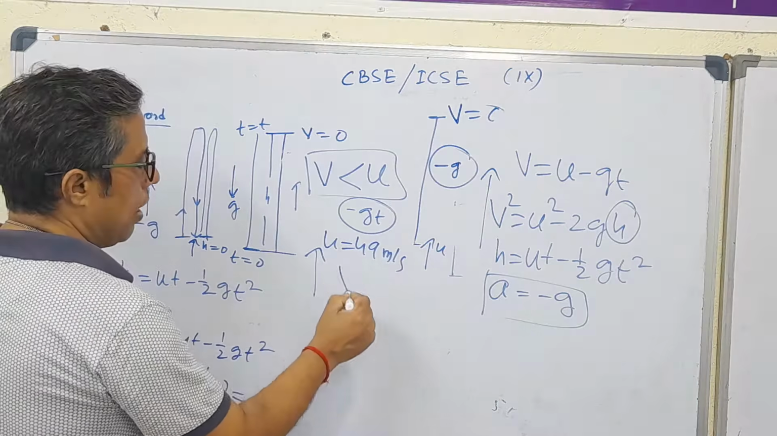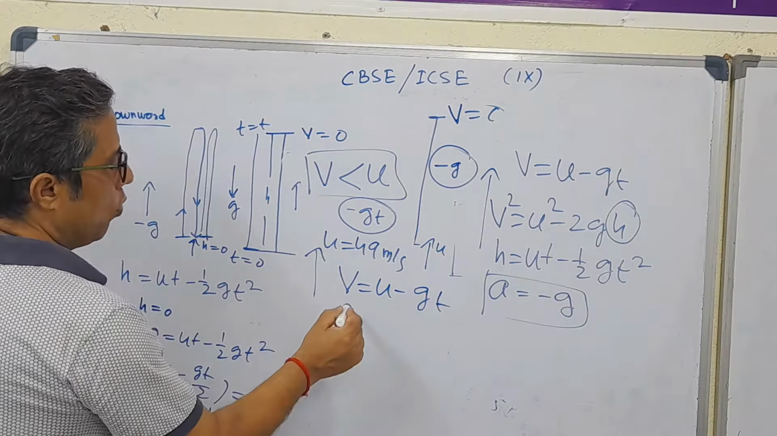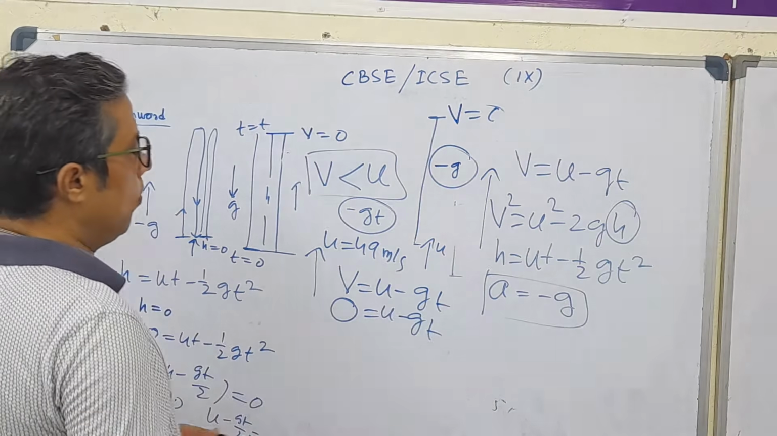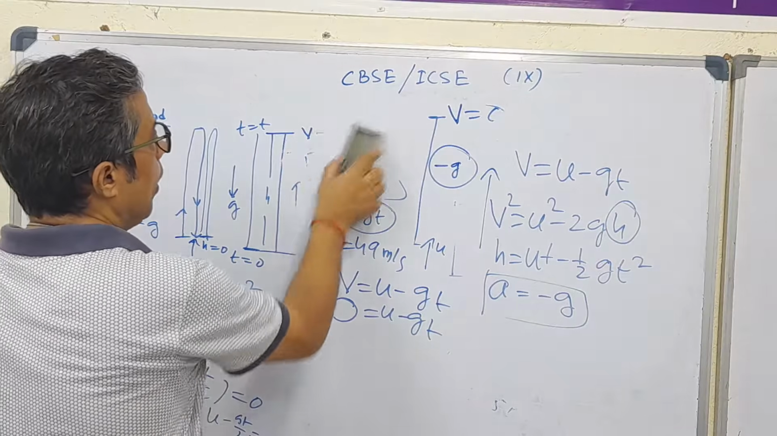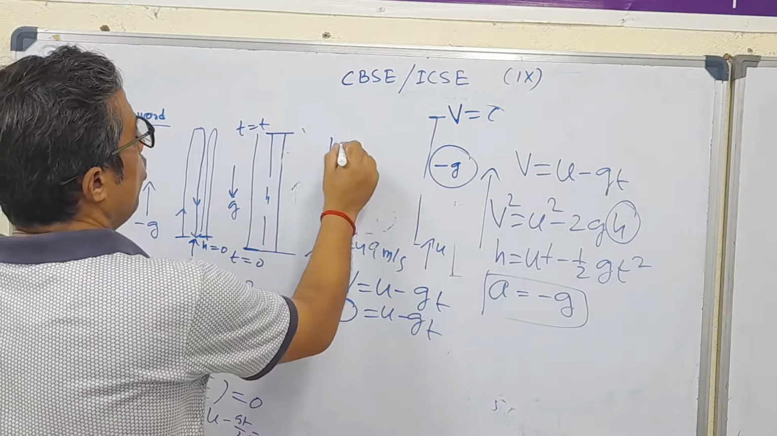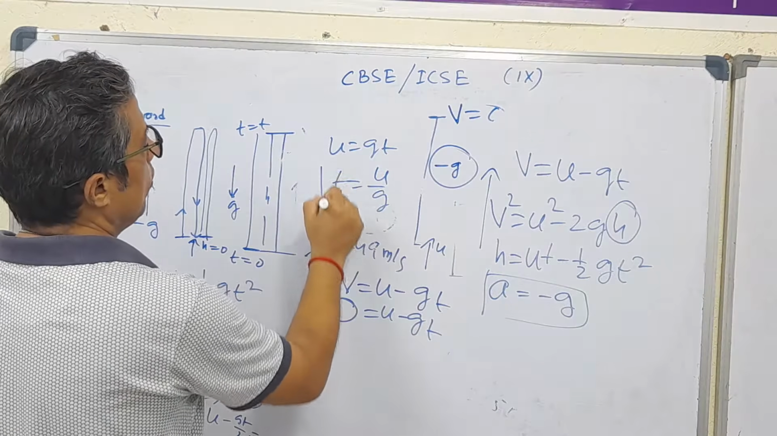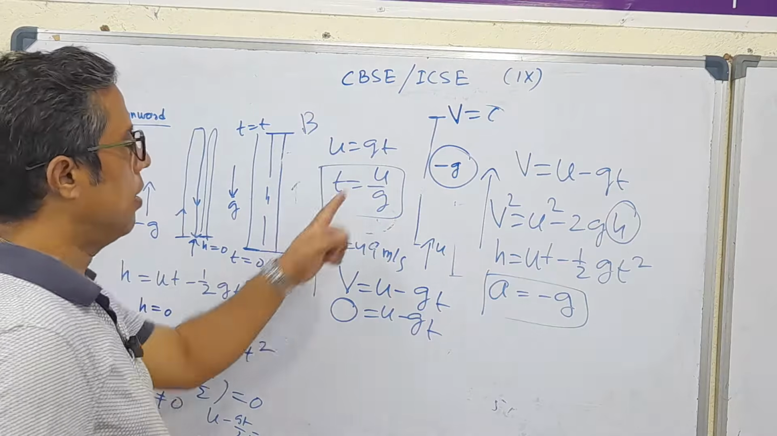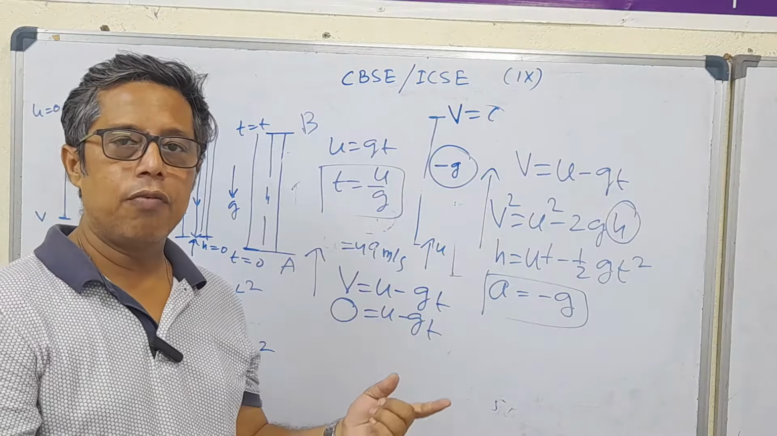So from here, if you say v is equal to u minus gt, where v is equal to 0, then u minus gt equals 0, so u is equal to gt, and t becomes u by g. So this is called time of rise. From point A to point B, time of rise is u by g. If you have the velocity u and g, you will get the time of rise.